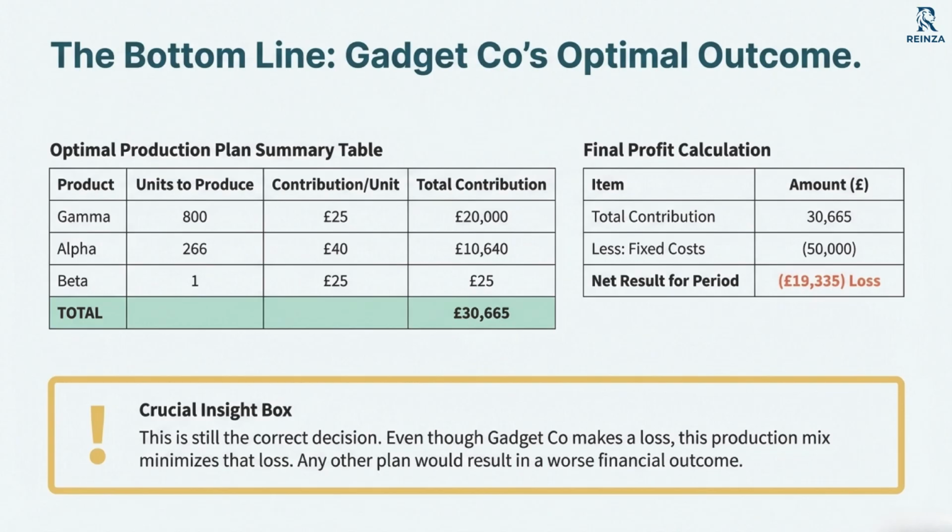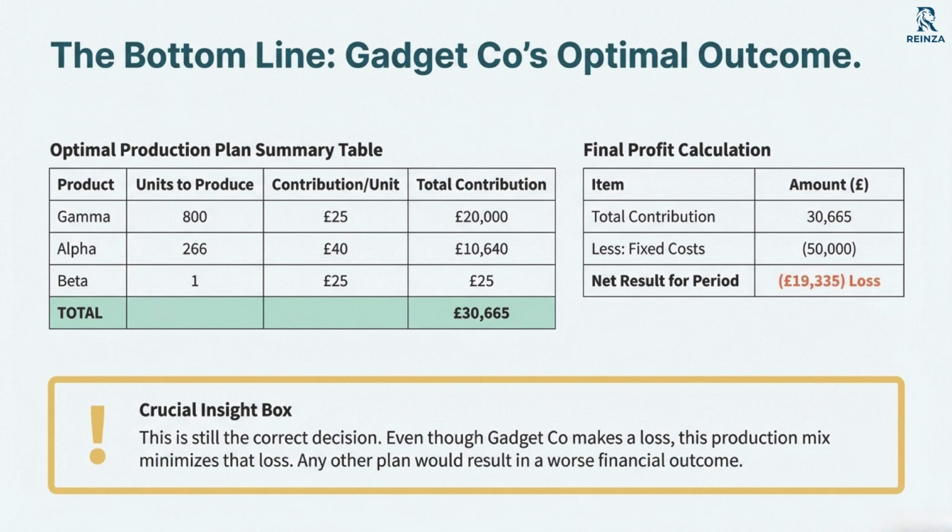This is the correct decision. Even though the company makes a loss, this production mix minimizes that loss. Any other production plan would result in an even larger loss. This is an important concept to understand. Optimal does not always mean profitable. Optimal means the best possible outcome given the constraints. When you are constrained by scarce resources, sometimes the best you can do is minimize your losses.